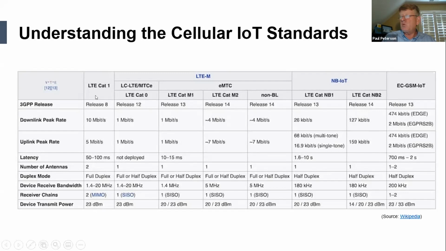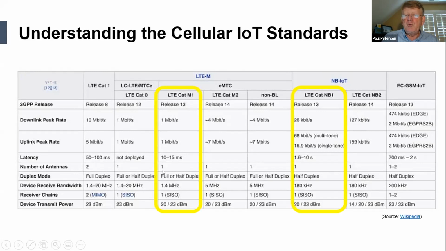We can go up to Cat 20 and things of that sort, and we'll talk a little bit about that. But you can see pretty high bandwidth and things like that. There's also, with Release 12 of the cellular spec, Cat 0, which simplified the antenna chains and things like that. We went from 2 antennas to 1.